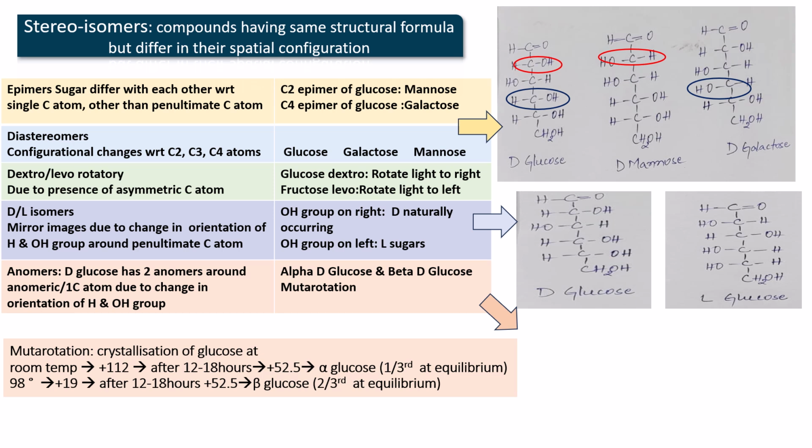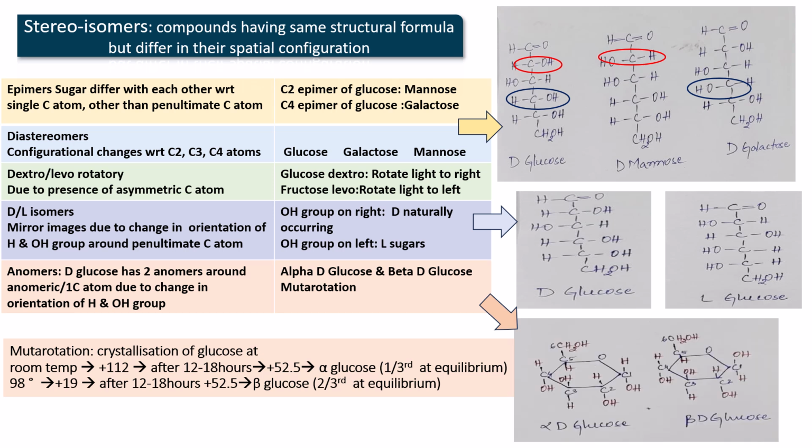Next, another type of stereoisomer is the anomer. So glucose has two anomers around the anomeric carbon atom, which is nothing but the first carbon atom. Now the anomers are formed due to change in the orientation of H and OH group around the first or the anomeric carbon atom. Alpha D glucose has the OH group pointing downwards, and the beta D glucose has the OH group pointing upwards around the first carbon atom or the anomeric carbon atom.